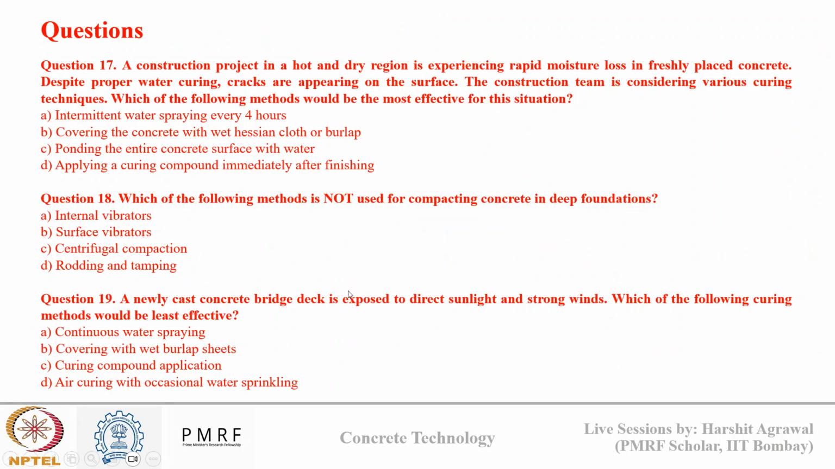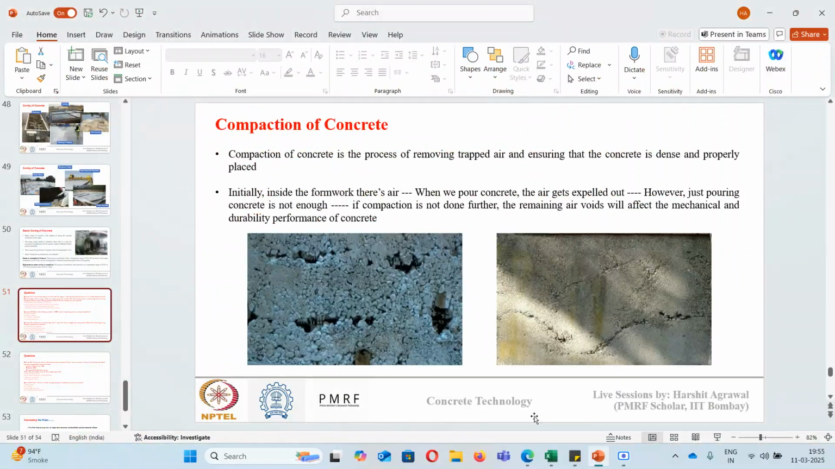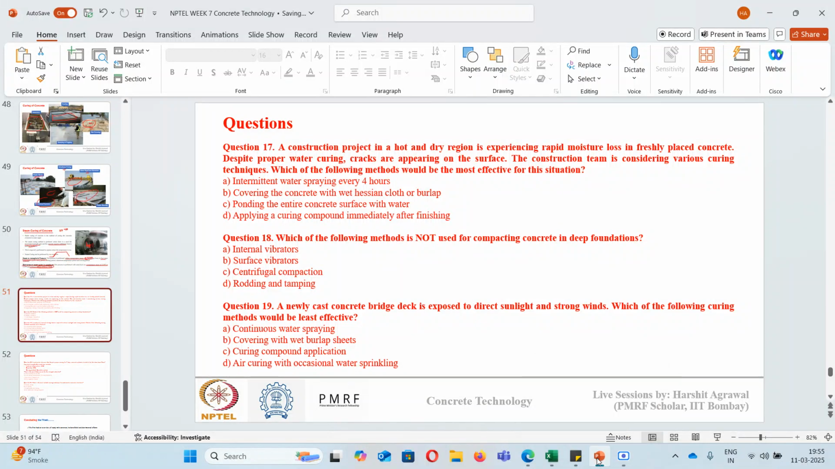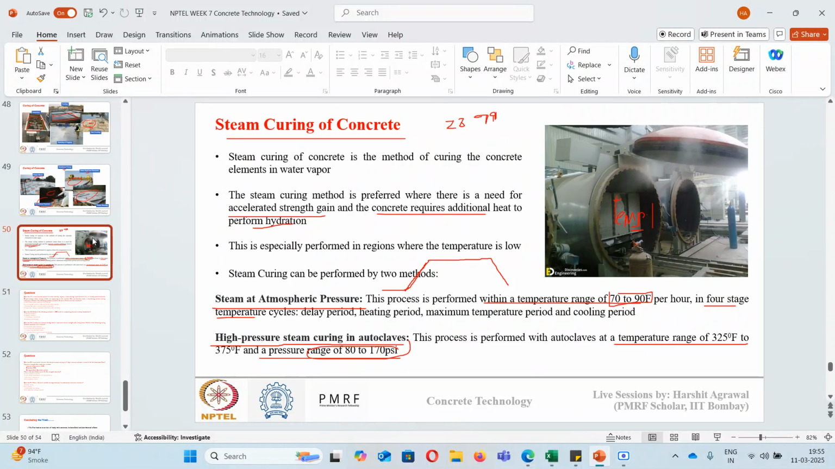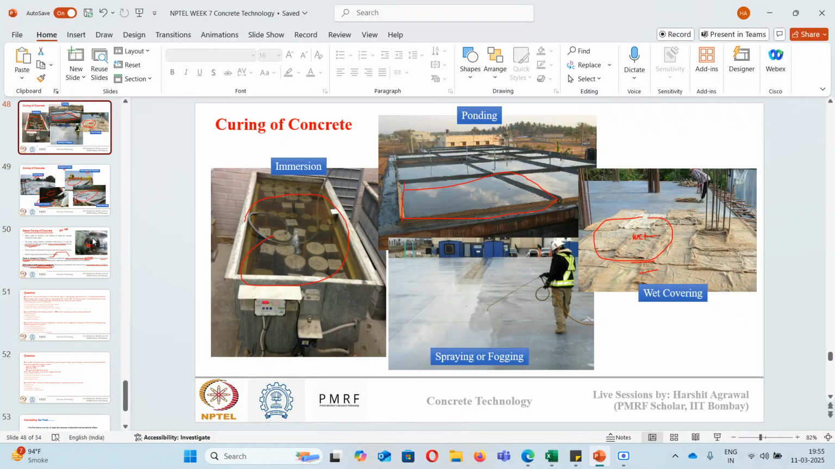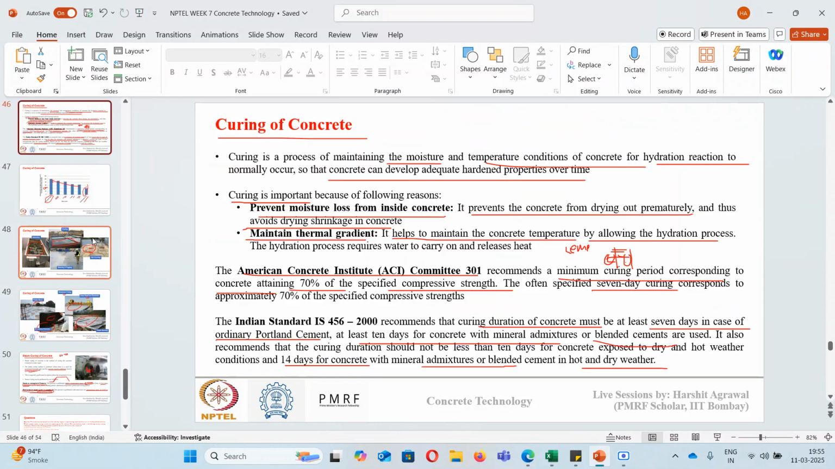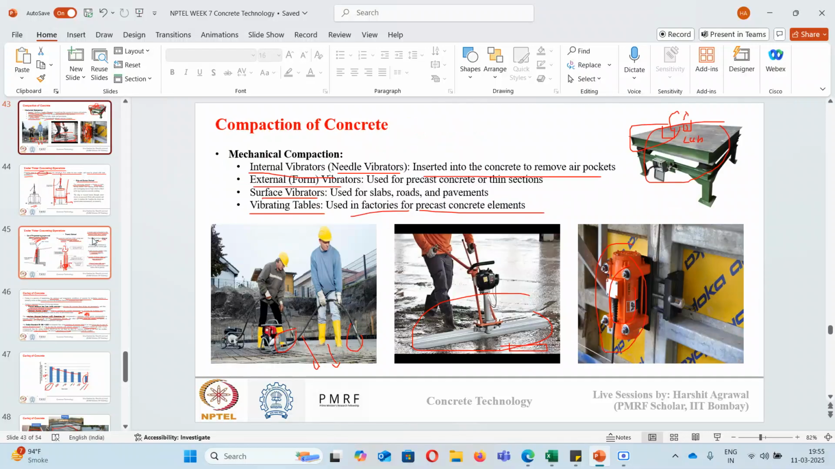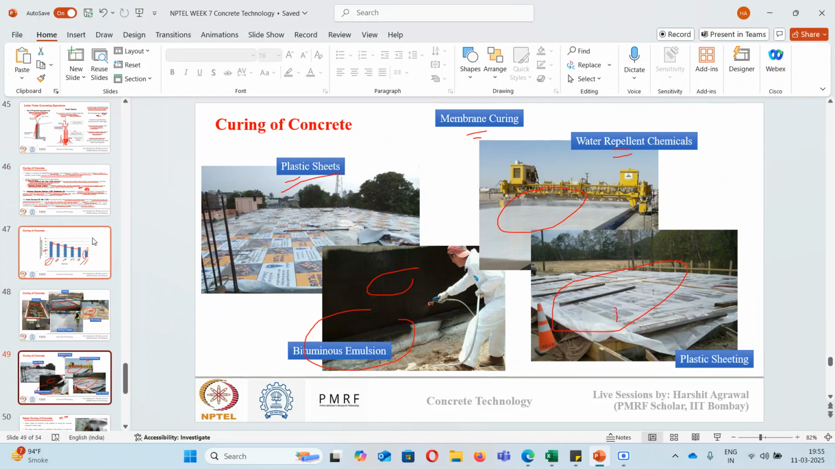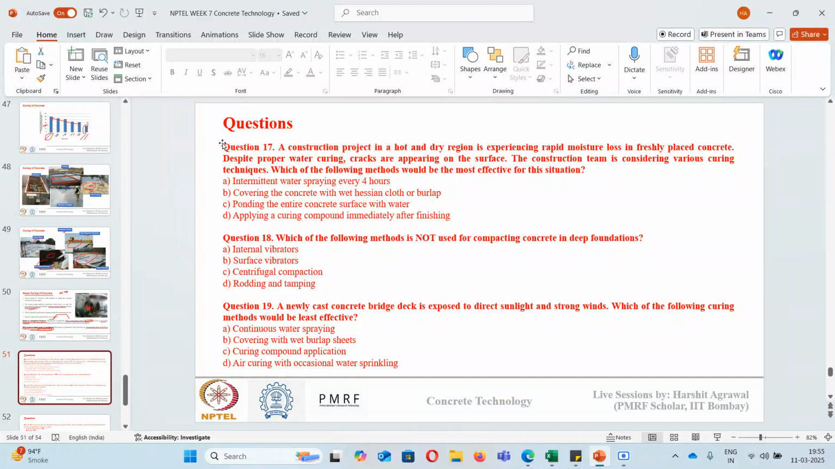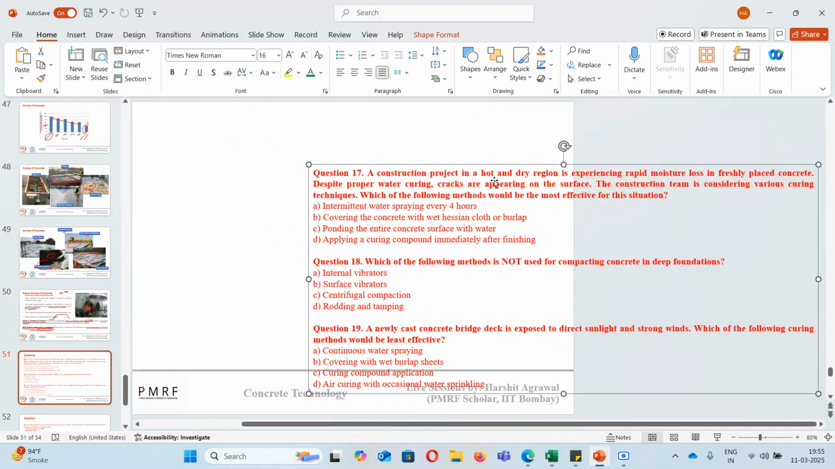Now try to answer this question based on compaction and curing, and you can ask your queries if you have any doubts in this section. This is mostly the theory part, so there's not much to discuss in this, but I've tried to discuss different ways in which compaction and curing happen, and I've tried to explain them through images so that you can remember them more properly. Just try to answer. These are very simple questions for you. So, what will be the answer for question number 17?